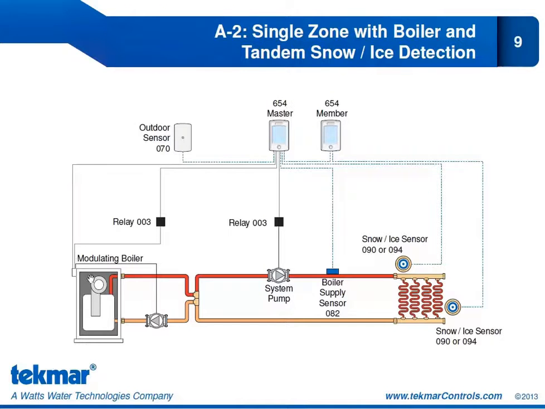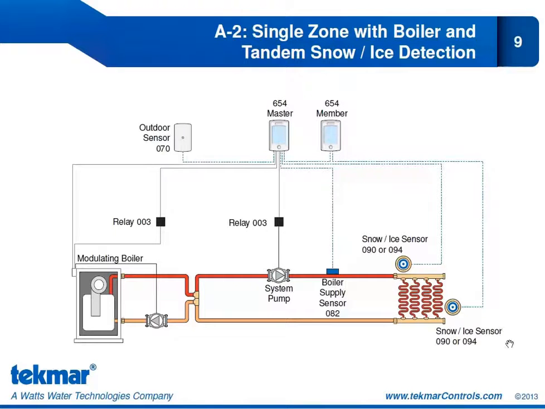Now, because our modulating boiler requires an enable, we are showing the use of the isolation relay 003, and again another isolation relay 003 to operate the system pump. We have the outdoor sensor going to the master control as well as the boiler supply sensor.